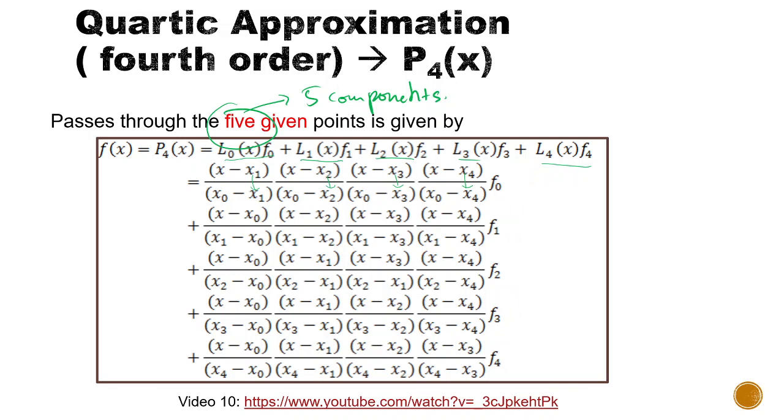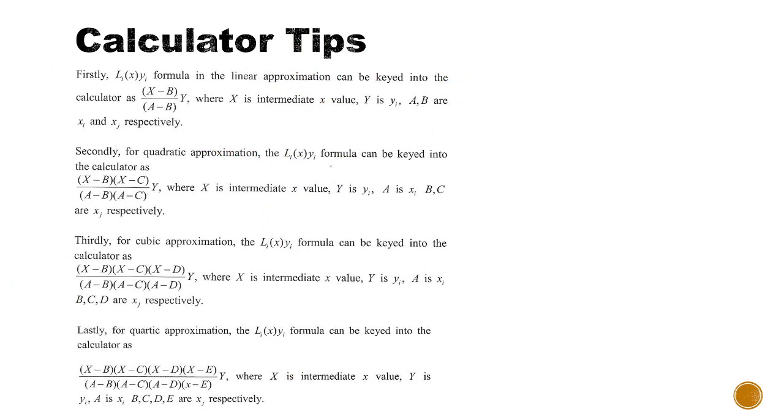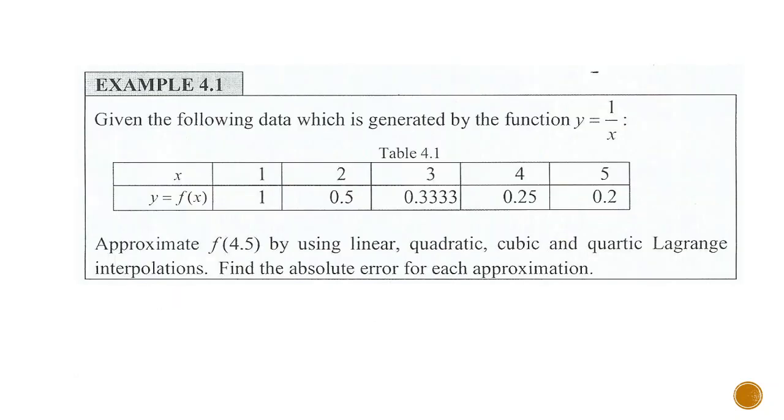Okay, I think it's easier if we look at an example. This is the list of calculator tips. For your information, if you have 2 calculators, it will be much easier: the first calculator for other calculations and the other for the formula, for example. So for example 4.1, given the following data, which is generated by the given function.